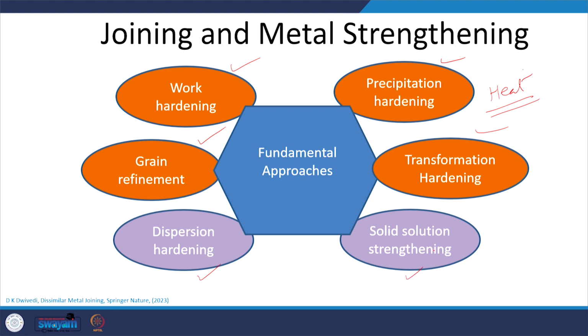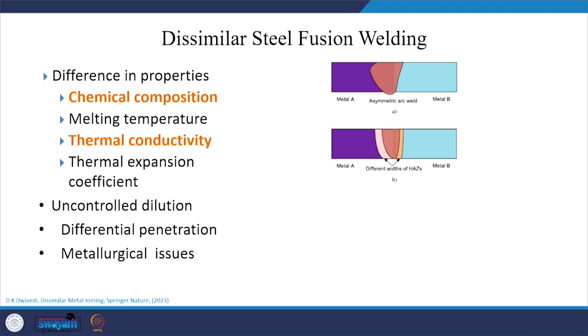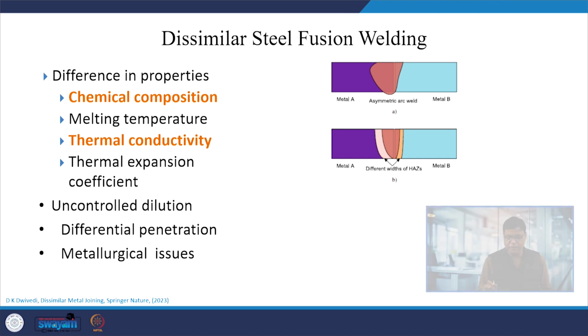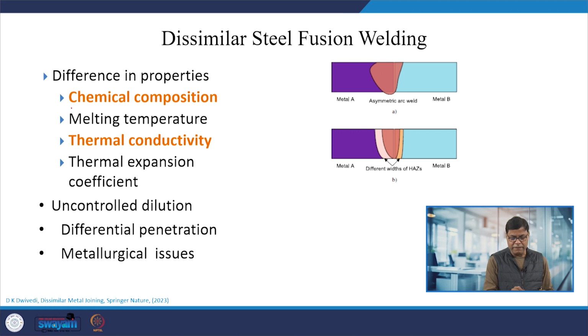The point here is, it's possible that metal A is strengthened by work hardening and grain refinement, while B is hardened by precipitation and transformation hardening. So, the response to heat treatment will be completely different because of the difference in the mechanism through which they are getting strengthened or hardened. So, this further demonstrates the major difference in the chemical properties.